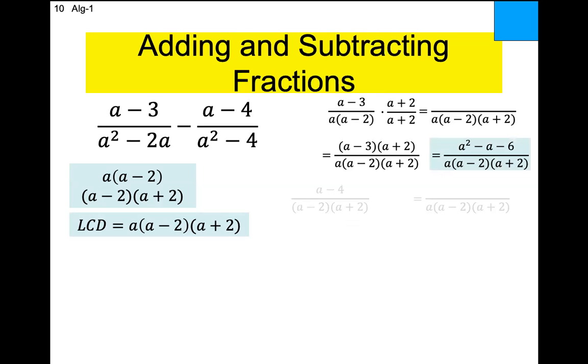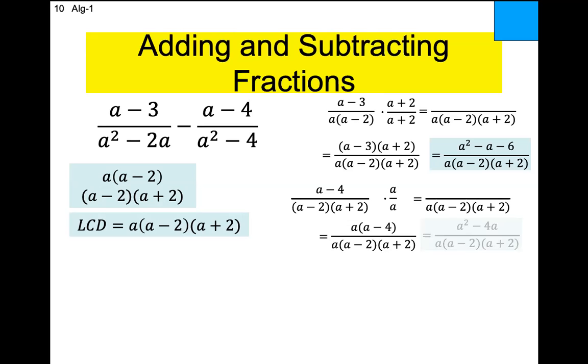Now we do the second one. Here's the second one, factored. Porter, what are we missing? There you go. So what are we going to multiply top and bottom by? The thing we're missing. So I multiply top and bottom by a. A times a is a squared. A times negative 4 is negative 4a. All I'm doing is a distributive property. I don't know if you see it, but the two blue things are the two new fractions. I told you this is painful. We've got subtraction involved. So the second one, we're going to flip signs.